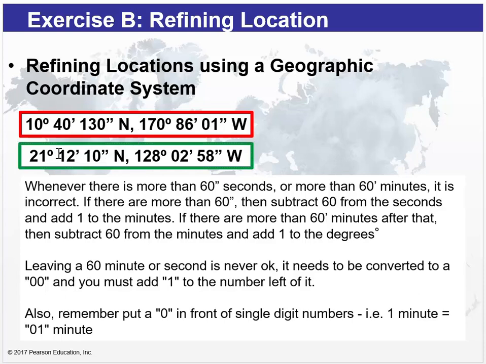This all looks correct because our seconds and our minutes are all under 60. So leaving a 60-minute or a 60-second is never going to be okay. It needs to be converted to 0, and you have to add that additional 1 to the number left of it, right? So that's either going to be adding a number to a minute or adding a number to a degree. So let's look at some practice exercises.